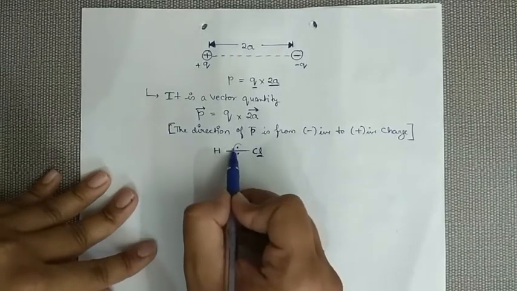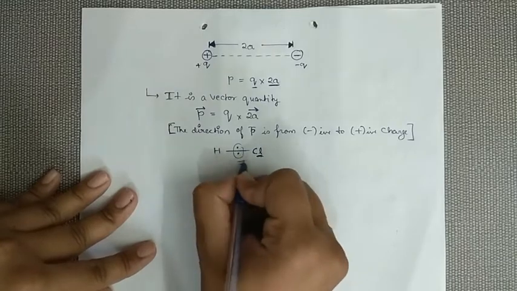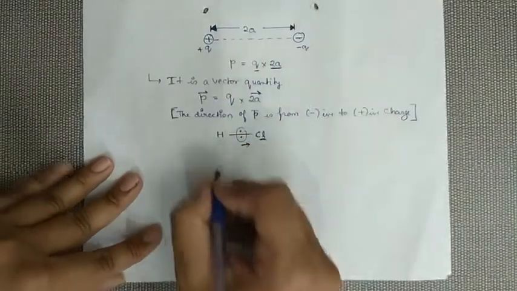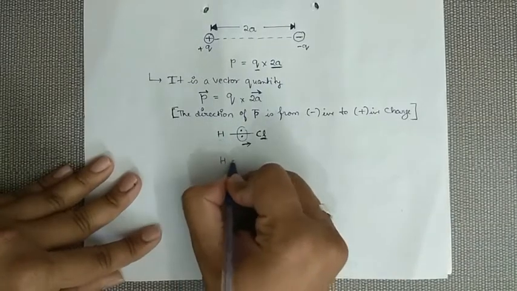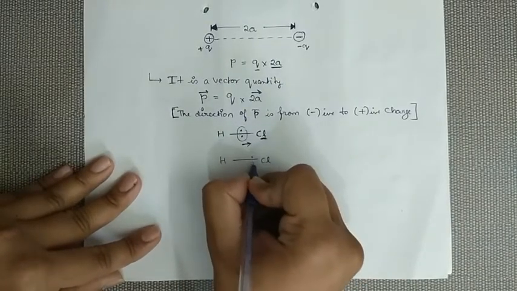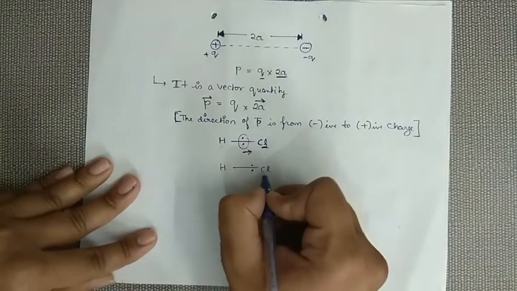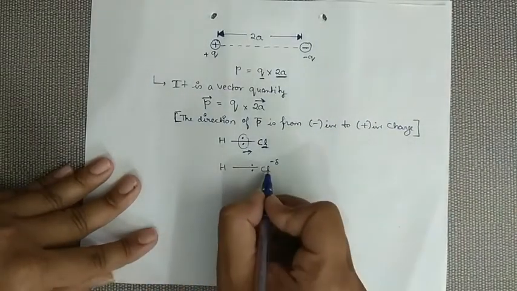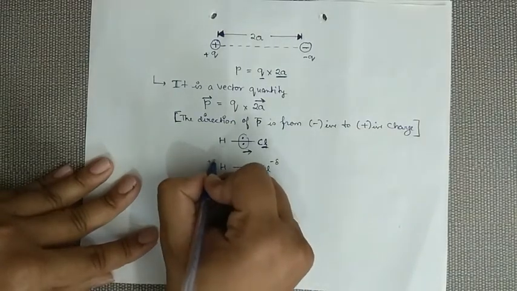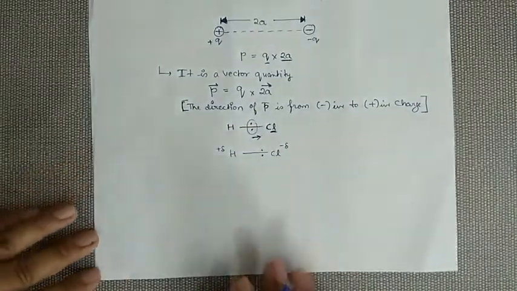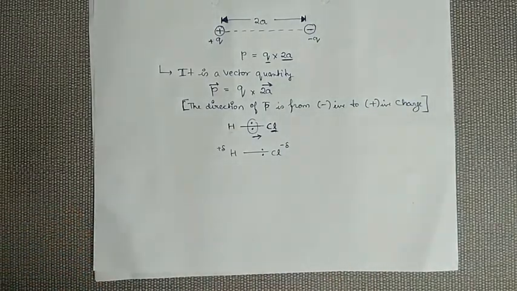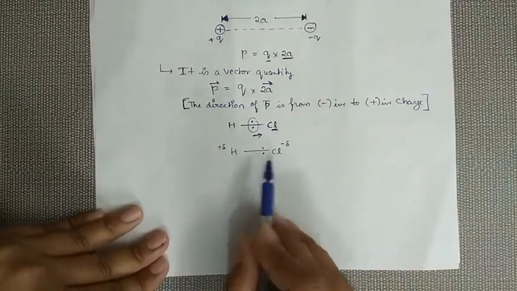So this shared pair of electrons will somehow shift towards the chlorine. Because of the shifting of this shared pair of electrons towards the chlorine, it will obtain a small negative charge, minus delta, and a similar amount, hydrogen will obtain a small amount of positive charge. So this is an example of a molecular dipole. Basically, dipoles are related with the molecule. So here HCl is an example of a molecular dipole.